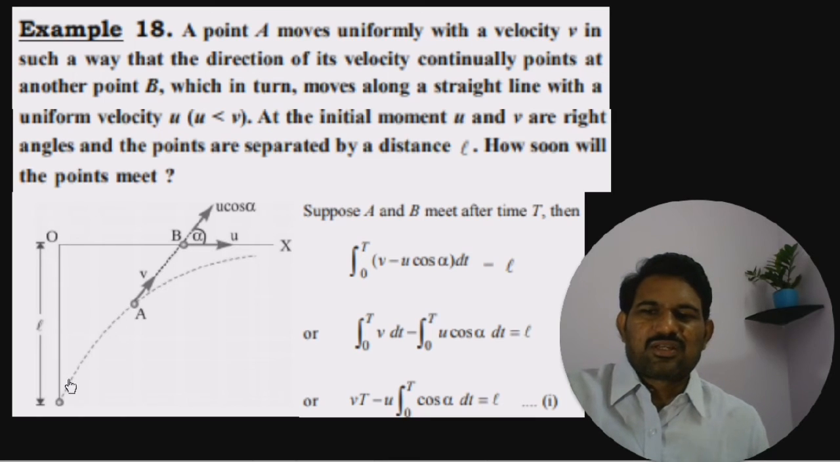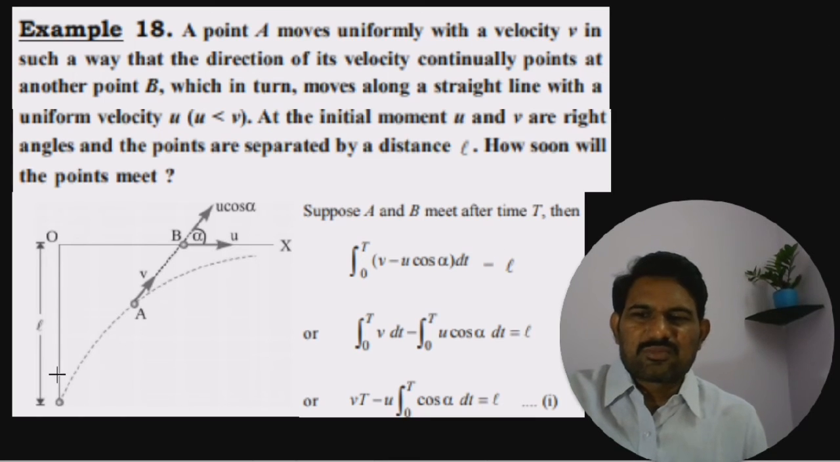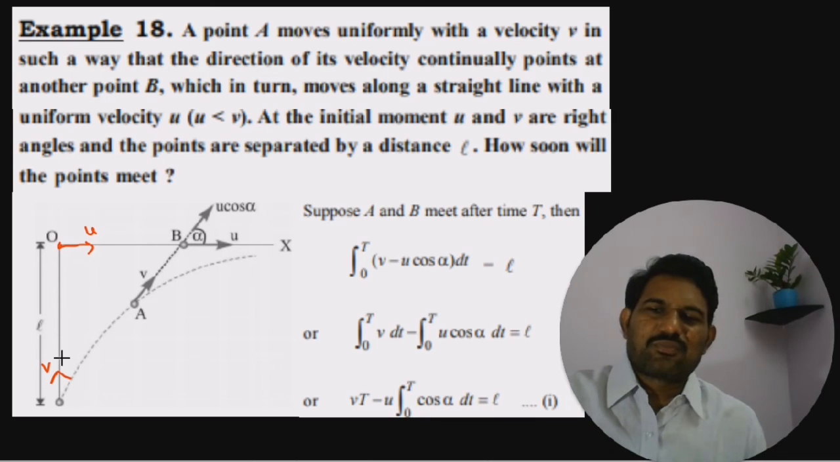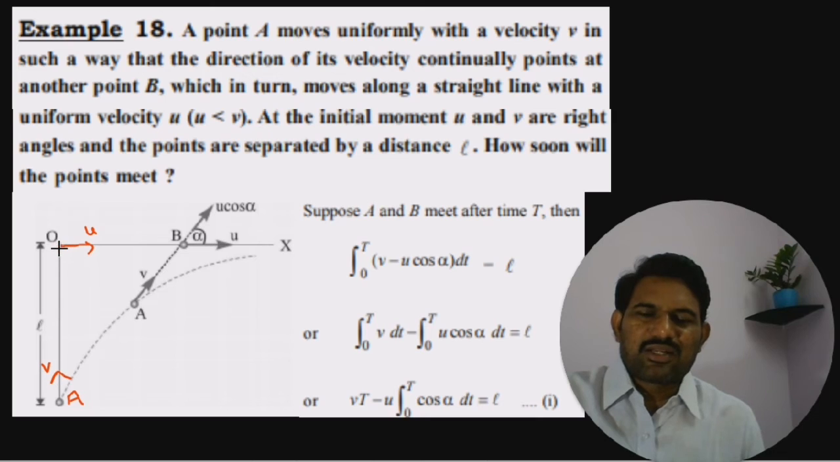Initially our situation is like this: this particle A is here, it has this velocity v, and initially another particle B is here, having velocity u like this. The given information is that these two particles are initially separated by a distance L. The velocity of particle A is always directed towards particle B. So initially, since particle B is here, it is directed like this.